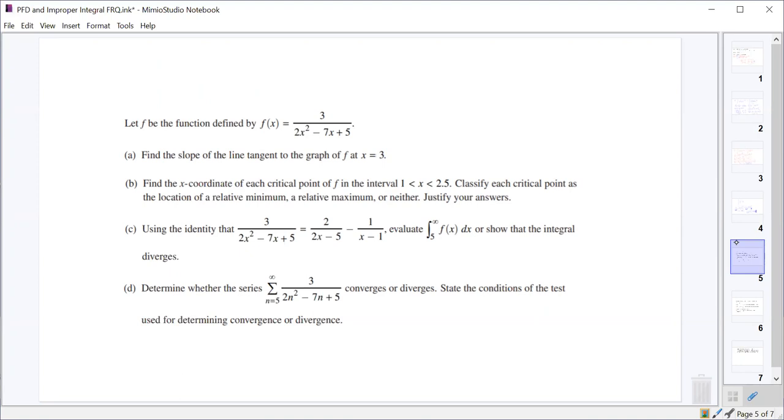Let's do this one here. I think this is a good one. This one's got a little bit of series stuff in it, just a little bit. It's also got just some basic stuff in it, plus some partial fraction decomposition stuff and improper integral stuff. Let's take a look at this one.